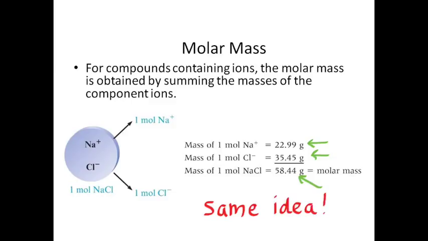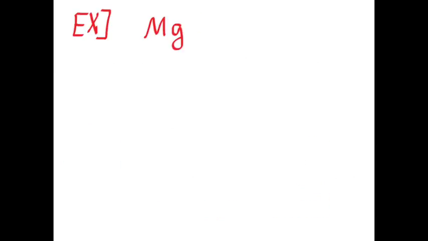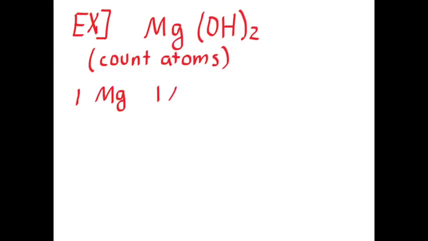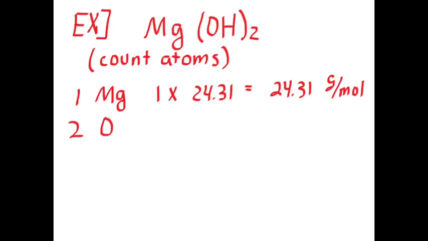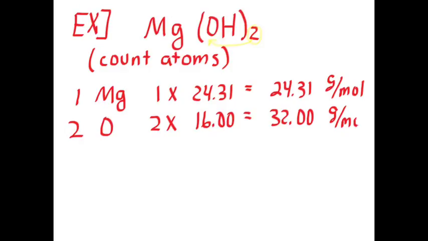It's the same idea. Here's an example which will remind you how to count atoms when there are polyatomic ions involved. 1 magnesium, 24.31 grams per mole. 2 oxygens. Why are there 2 oxygens? Well, the subscript 2 relates to everything within the parentheses that are right in front of it. So you have 2 oxygen, 2 times 16.